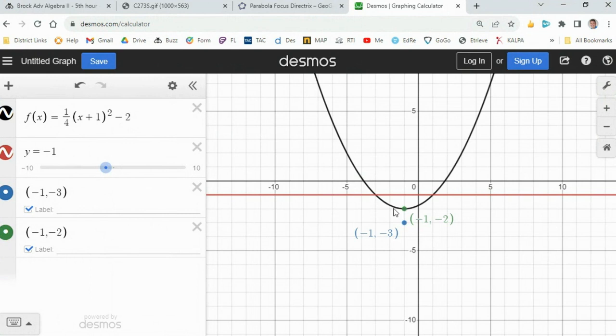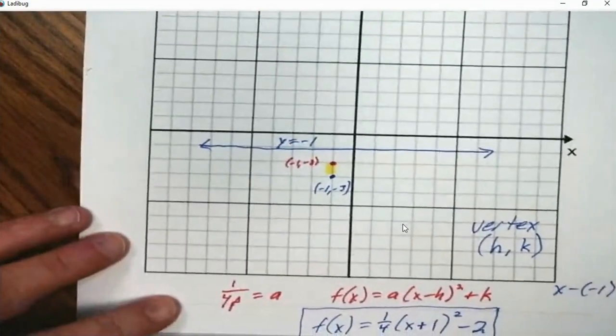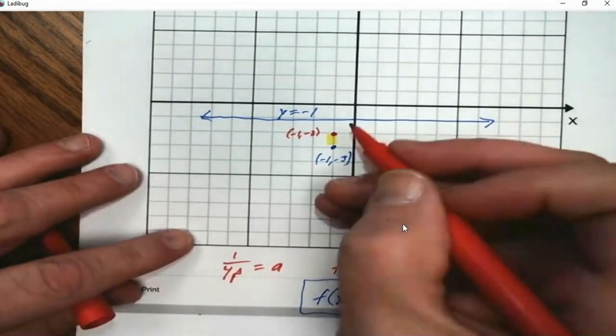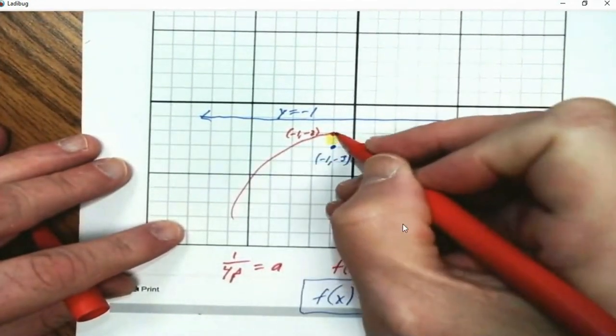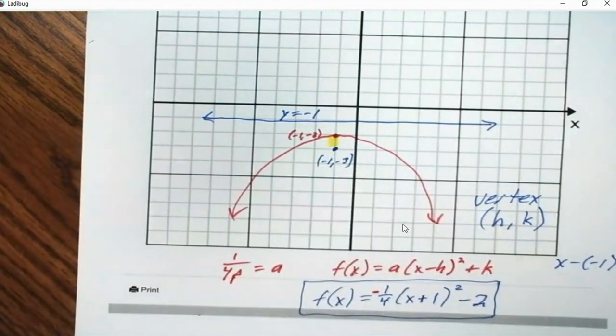The thing that fixes it is just because we know the focal point is below it, we need to put a negative. We just have to turn it upside down. When we write our equation, this has to be a downward facing parabola because the focal point is below the directrix. We were so close, we just have to put a negative in front of it, so that it draws down, because the focal point should be inside.